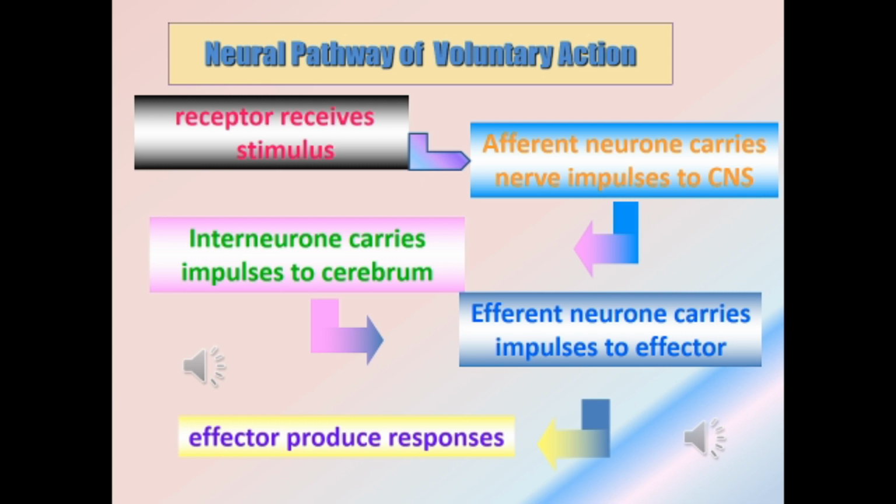Pathway of voluntary action. First, receptor receives the stimulus. The receptor will be stimulated and it will trigger nerve impulse. The nerve impulse will be carried by the afferent neuron to the central nervous system. The impulse crosses the synapse to the interneuron, which carries the impulse to the cerebrum. The cerebrum and the central nervous system interpret the impulse, and they produce another set of impulse which crosses the synapse to the efferent neuron. The efferent neuron carries the impulse to the effector. And lastly, the effector will produce the appropriate response.